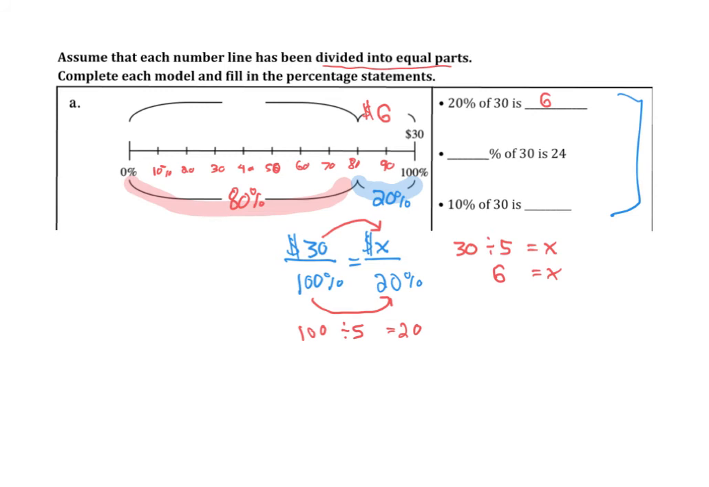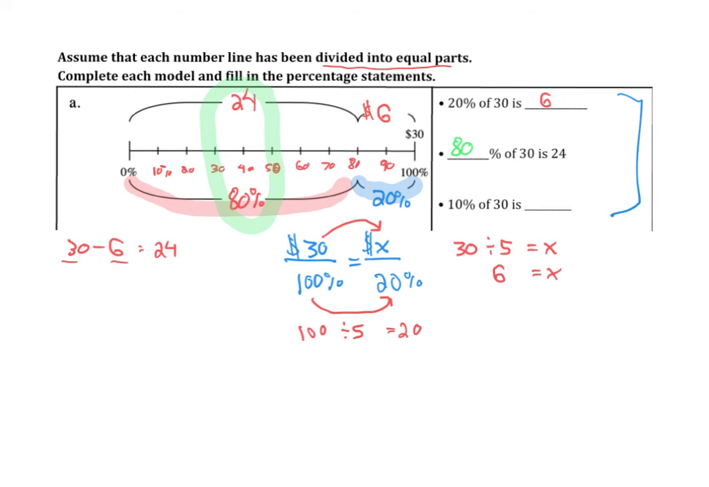And from here, I can just do some simple calculations. I don't have to set up any more proportions. I can say that, well, 30 minus 6, so that total minus my 20%, is 24, which means that this number right here has to be 24. And 24 is in proportion. It is aligned with that 80. So I know that 24 is 80% of 30.